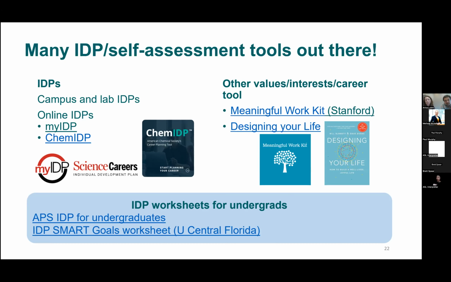There are also other tools out there. I just pointed to two of them from Stanford. A couple of years ago, Stanford put together something they call a meaningful work kit, which is a 15 to 20-minute assessment that trainees can do to align their values and their career interests. And then there's a book called Designing Your Life that has also come out of Stanford that is just another framework for thinking about goal setting and career planning. And so those have been useful tools to have.